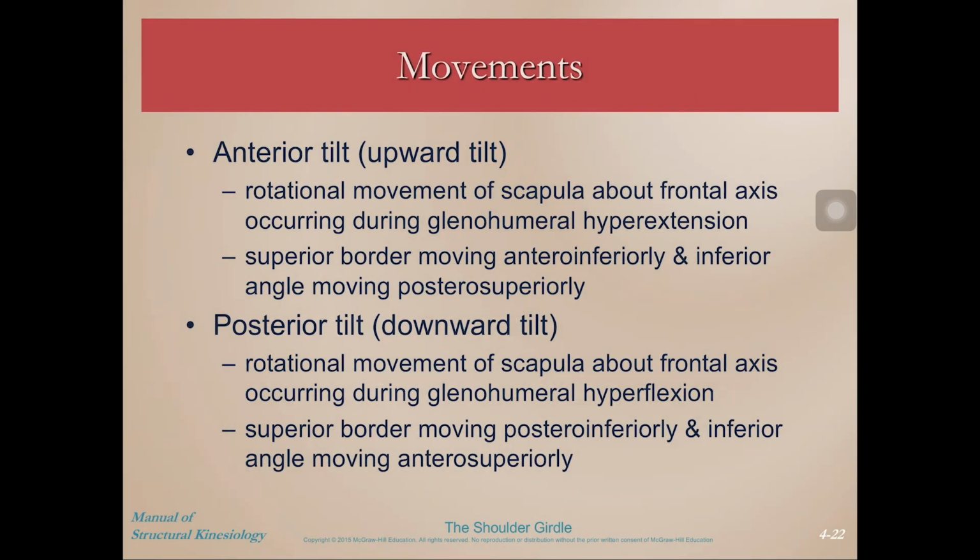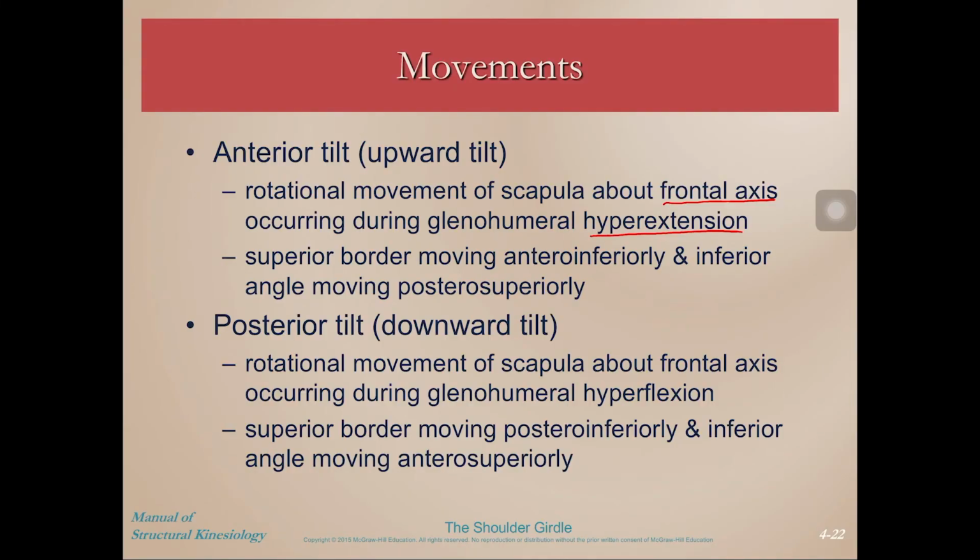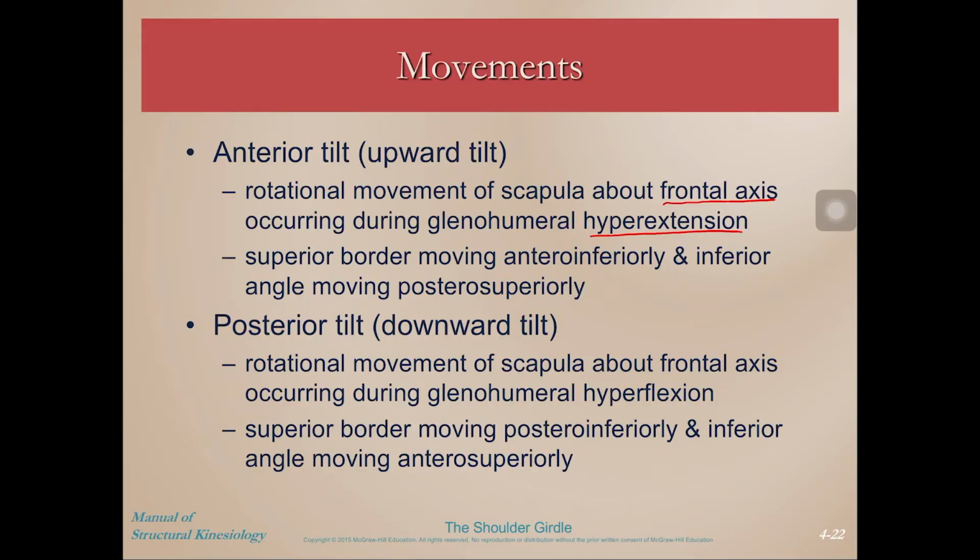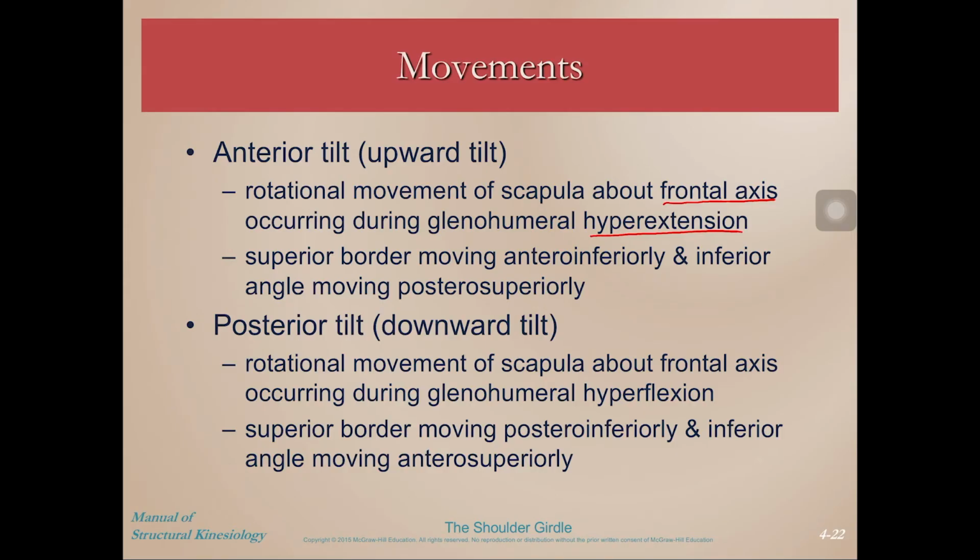Now we also have anterior tilt and posterior tilt. This is rotation about the frontal axis, which occurs during hyperextension for anterior tilt. So if we're hyperextending our shoulder, coming back like this, then that scapula is going to tilt anteriorly. If it was a cup, it would be spilling the water anteriorly. That's how you remember which direction the tilt is going. Then posterior tilt occurs during hyperflexion, so trying to flex past your range of motion, and your scapula will actually tilt posteriorly, so that water would spill backwards if it were a cup.